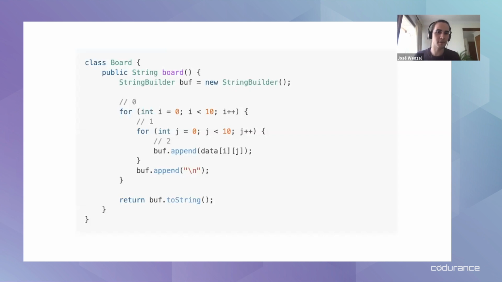So I have a buffer, and then I have a for that takes one of the rows, and then I have another for that appends to this buffer all the data of the first one, and then I have a new line. So this is pretty straightforward. I have a 10 by 10 grid, right? And I will print the value of each of them in 10 by 10.